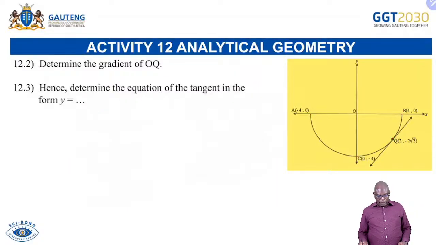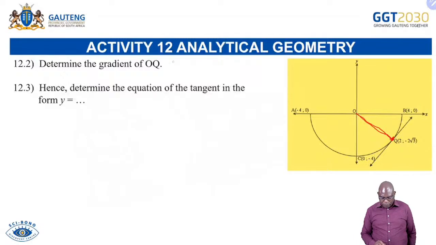Then they say calculate the gradient of OQ. Now they're guiding you. I love the questions where they guide you. I know the next question will be determine the equation of the tangent. Already you know the gradient of the radius. So what is the gradient of that radius?